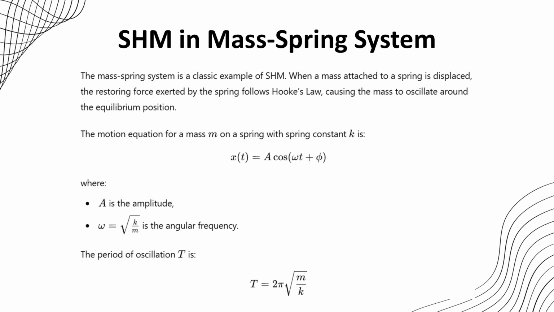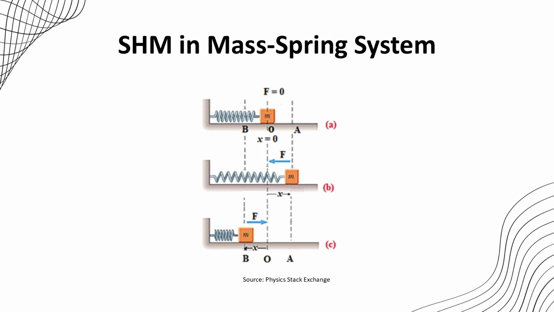The motion equation for a mass m on a spring with spring constant k is given by x(t) equals A cos(omega t plus phi), where A is the amplitude and omega equals square root of k by m. This diagram represents a mass spring system with forces showing equilibrium and displacement positions.